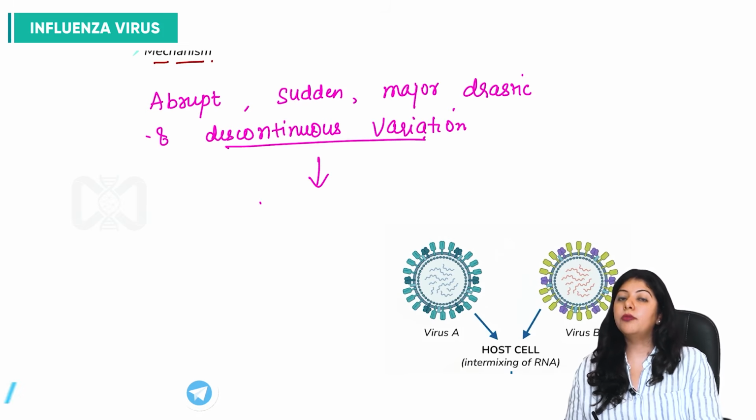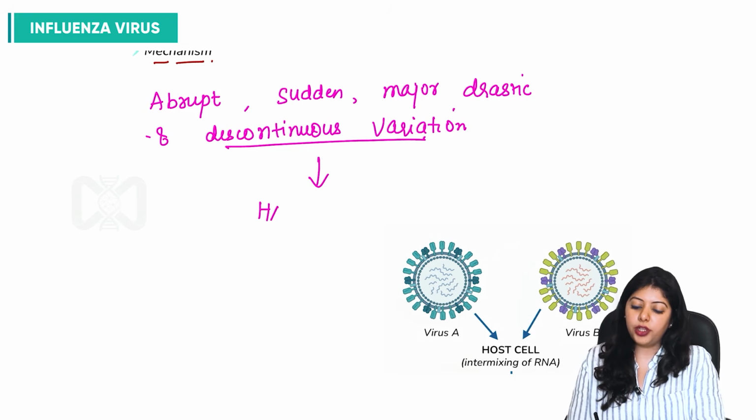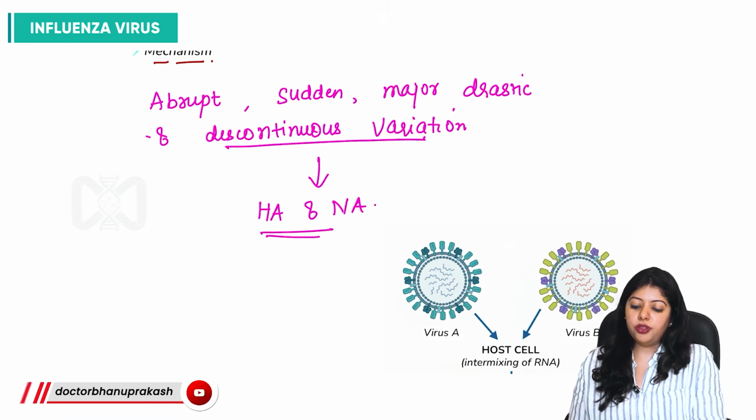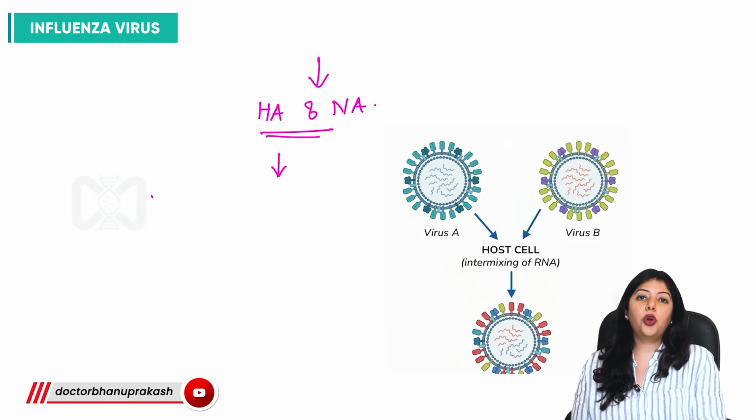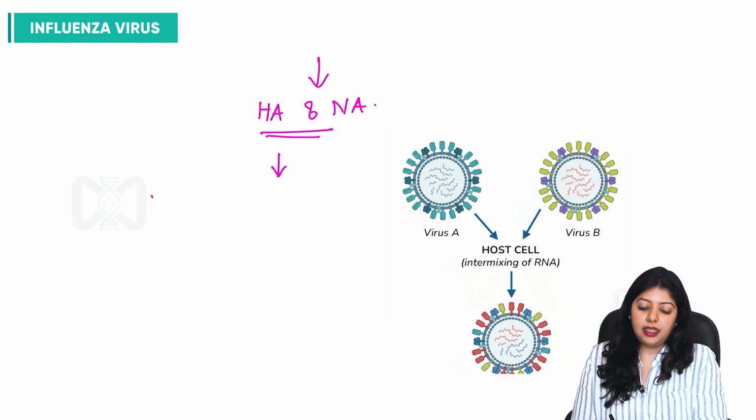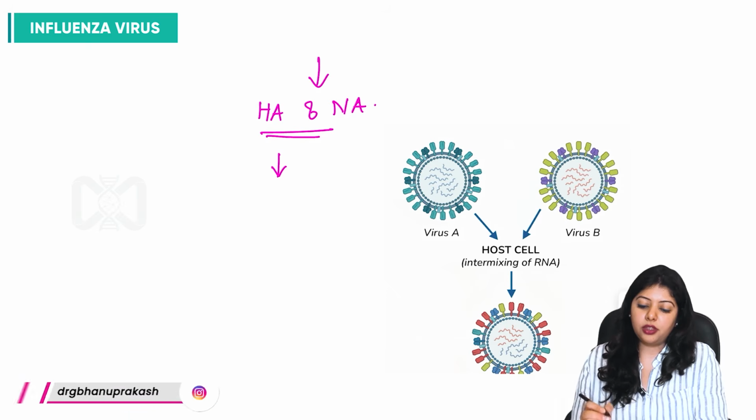And what are the structural proteins we have discussed? It is always going to be HA and NA. And what is this? This is leading to formation of a totally different virus. So, and what is the real mechanism behind that? It is the genetic reassortment.